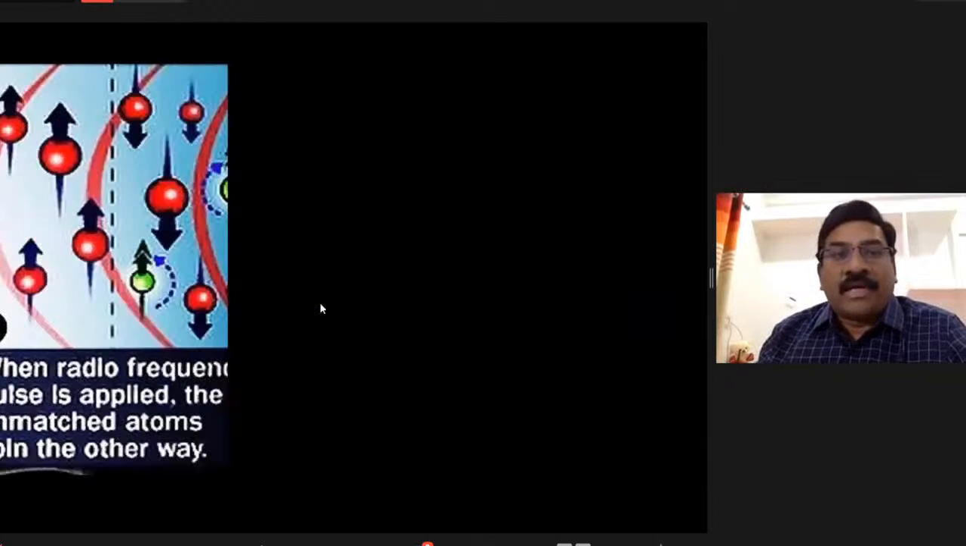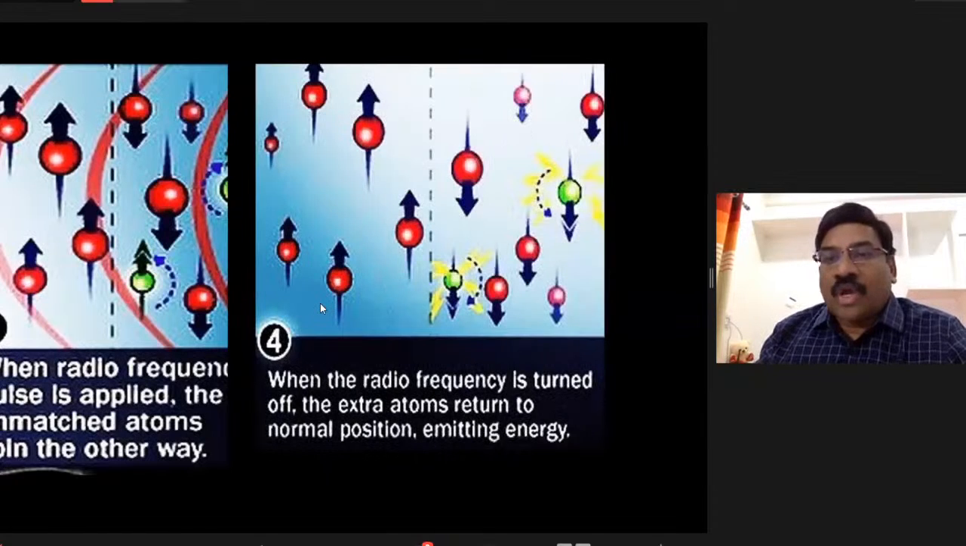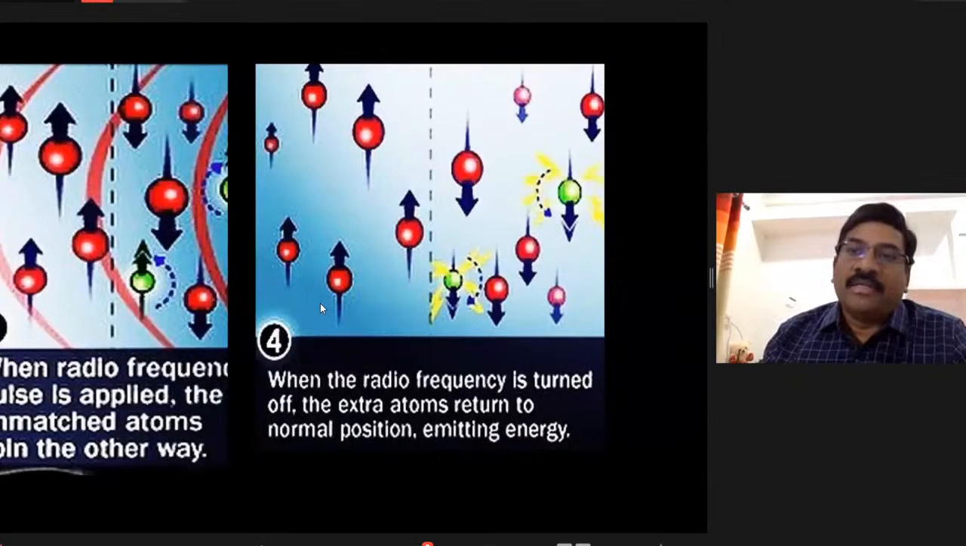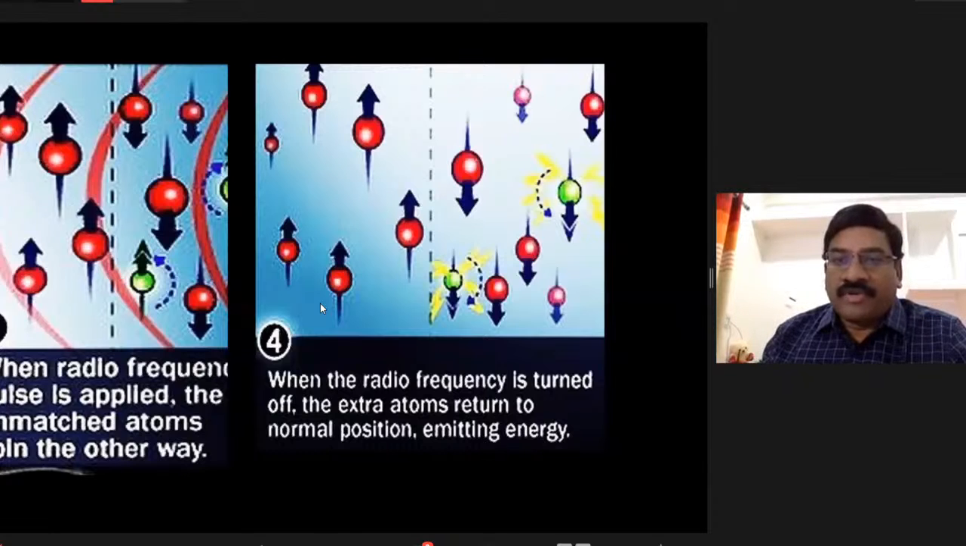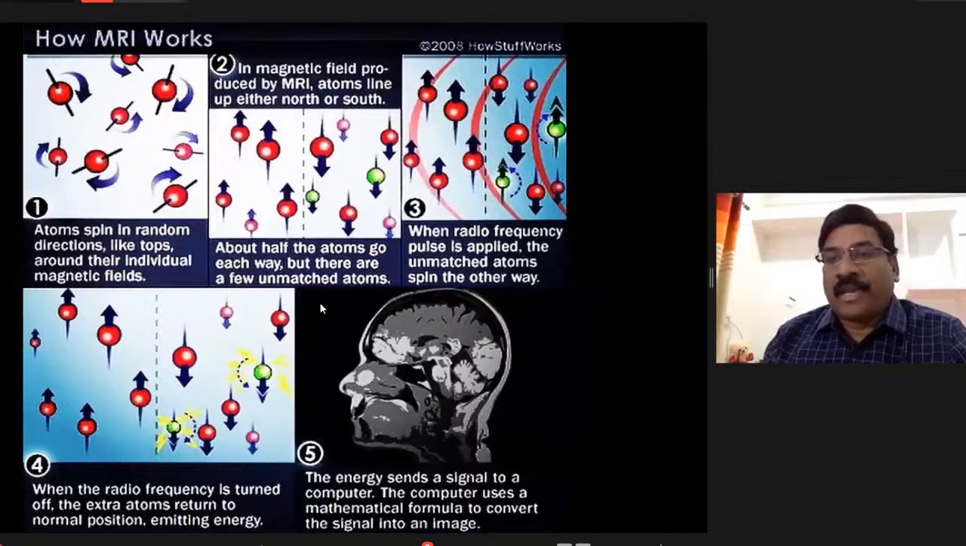For these unmatched atoms, we then apply a radio frequency pulse in the MRI machine. Once this radio frequency pulse is applied, these unmatched atoms spin in the other direction. Once we stop the radio frequency pulse, they will come back to normal position. This difference of movement will emit a lot of energy, and this energy is captured and digitalized by the software, and we'll get an MRI image.